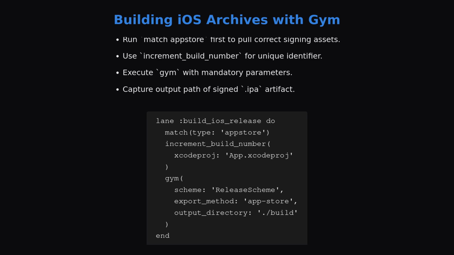This step pulls the correct encrypted provisioning profile and certificate onto the build machine, guaranteeing successful signing. Finally, the output path of the generated .ipa file must be explicitly captured, as this artifact is required for subsequent deployment actions like pilot.